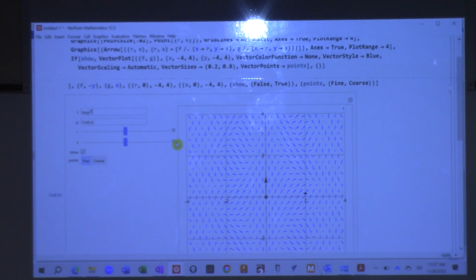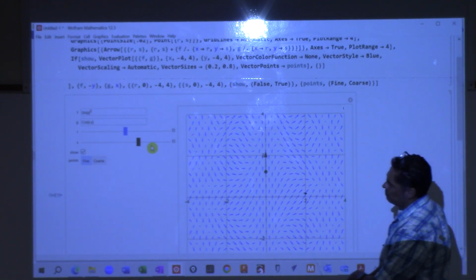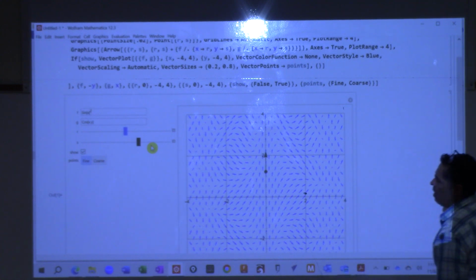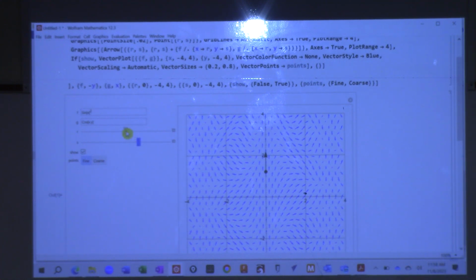Okay, so as you move around, let's see. Let's hold our y constant. If we hold our y constant and move left and right, let's see what happens. Just weird stuff, right? There it is. It is what it is, right?